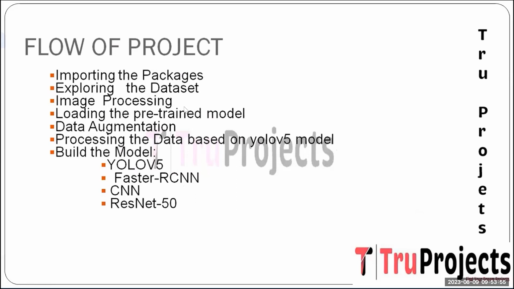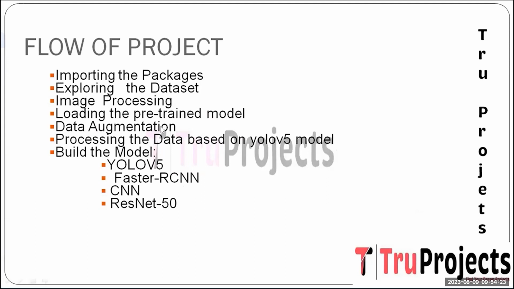And the third step is image processing. Techniques are applied to enhance the quality of the input data. It encompasses resizing, normalization, and noise reduction to prepare the images for analysis. And the next step is loading the pre-trained model. The pre-trained deep learning model is loaded. These models have been trained on large datasets for specific tasks and can be fine-tuned or used directly for forensic detection.